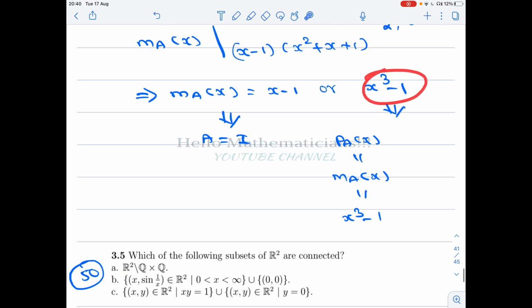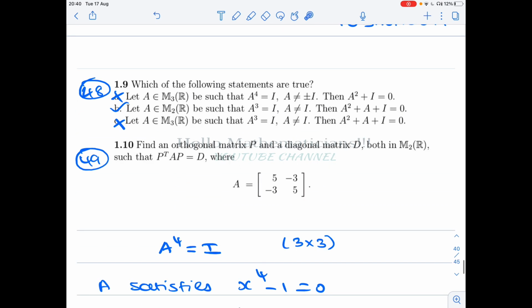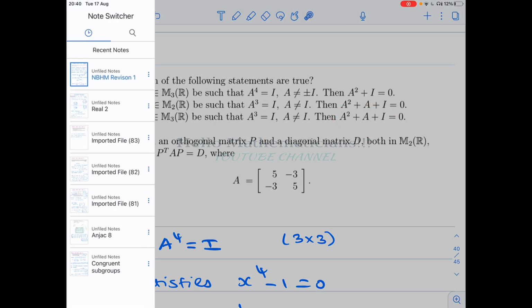So if it is a 3 by 3 matrix, it means that the minimal polynomial and the characteristic polynomial, all of them equal x cube minus 1. So we conclude that this polynomial x square plus x plus 1 cannot satisfy. Therefore, this option is wrong. Okay. So next problem.